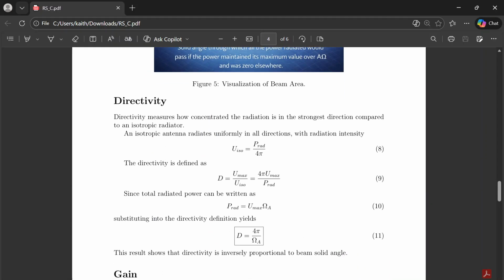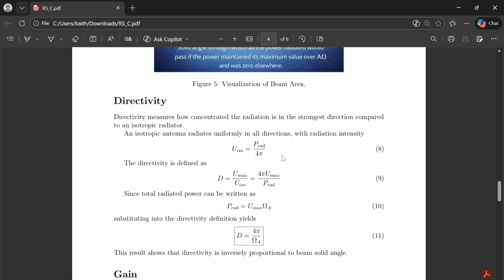Next is the directivity. So directivity means at a distance r from the given antenna, it is the ratio of the electromagnetic field or the radiation at that point divided by the radiation of an isotropic antenna at the same distance r. It basically measures the concentration of the radiation with respect to a standard isotropic radiator. So an isotropic antenna radiates uniformly in all directions. So the radiation intensity is given by radiated power divided by 4 pi.